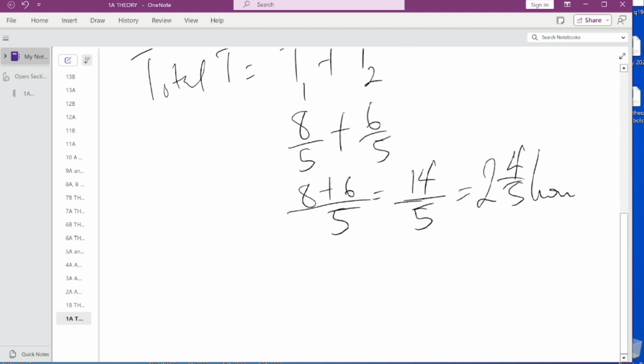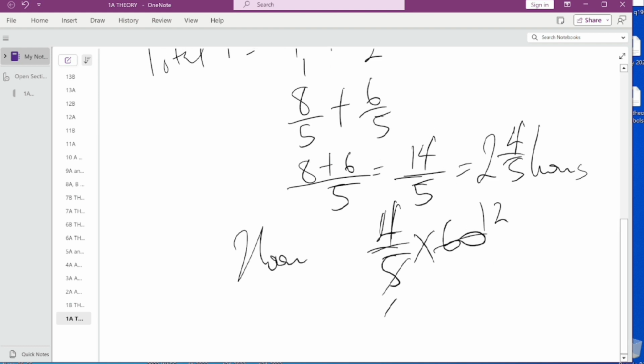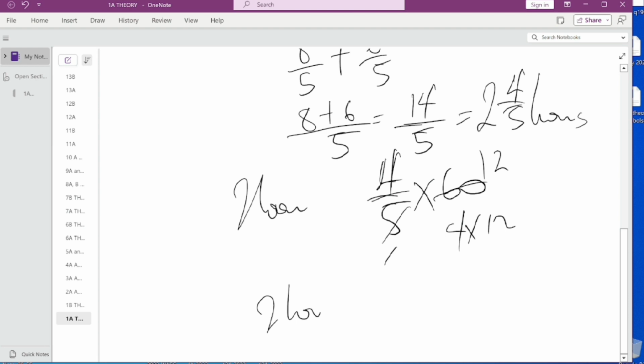If you want to further break it down, you have 2 hours, then the fraction 4 over 5 will be multiplied by 60, since we're converting it to minutes. This is 4 over 5 of an hour, so we cut it down into minutes by multiplying by 60. We have 5 here, 1, 5 and 60, 12. We finally have 4 times 12, which is 48 minutes. So the total time is 2 hours 48 minutes.